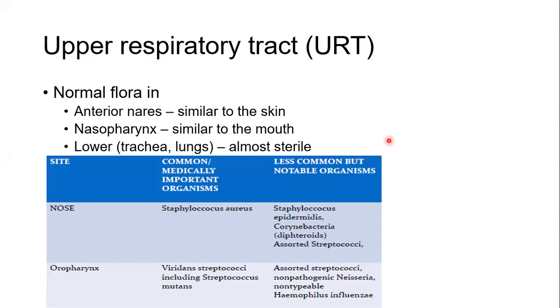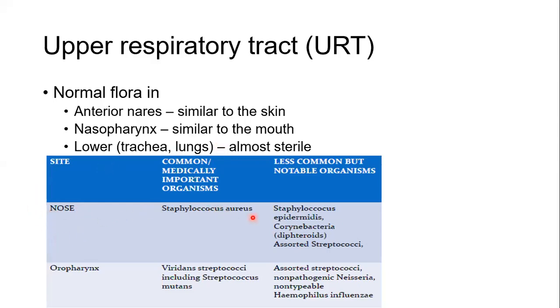So the upper respiratory tract, again, this would differ by site. We have the anterior nares, that's the nose, where the normal flora tends to be similar to that found on the skin. The nasopharynx will tend to be similar to that found in the mouth. And the trachea and the lungs tend to be almost sterile. You want them as sterile as possible because they're much deeper, so the possibility of anything settling there causing infection is much higher.